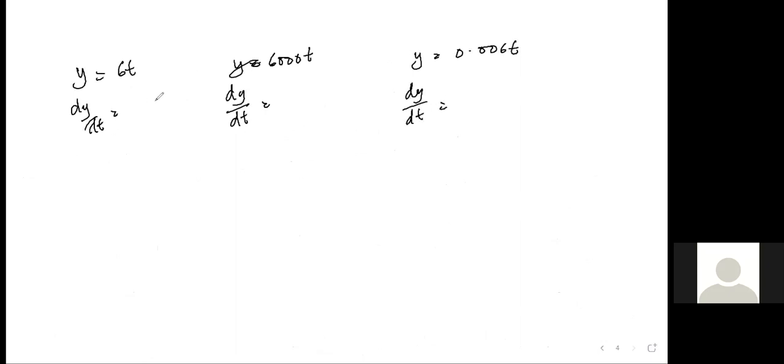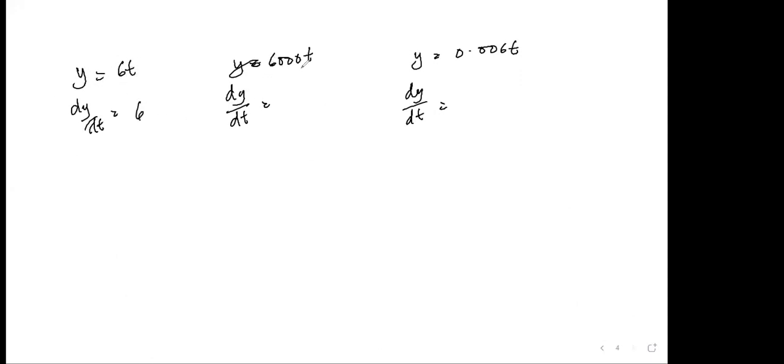All right. So some basic questions now. If I differentiate 60, I get 6. 6,000 t, I get 6,000. And if I differentiate 0.060, I get 0.006. All right, so what does a derivative controller do?